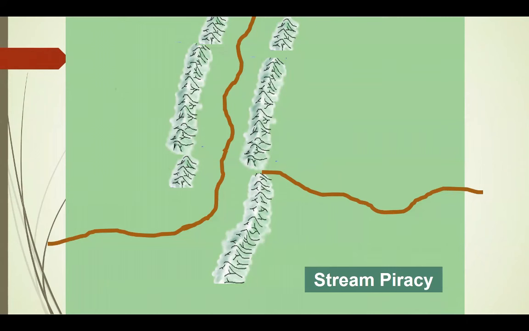So for river capture to take place, we need two processes. The first process is called headward erosion. What is headward erosion? This river is flowing in this direction, but erosion is taking place in the opposite direction. We call that process headward erosion. The river erodes towards the source; the water is coming from this way, but it's eroding in the opposite direction.